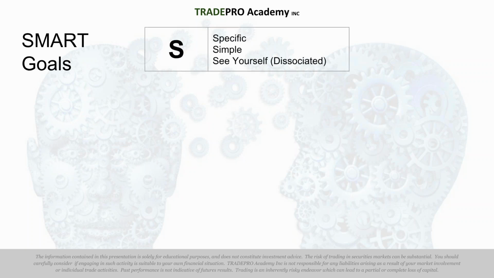All right. The S stands for specific. You need to have a specific goal. It's got to be simple. And you got to see yourself in that goal. You got to see yourself attaining that goal.